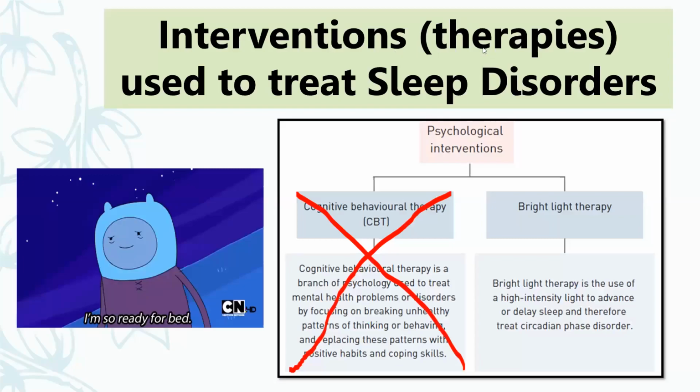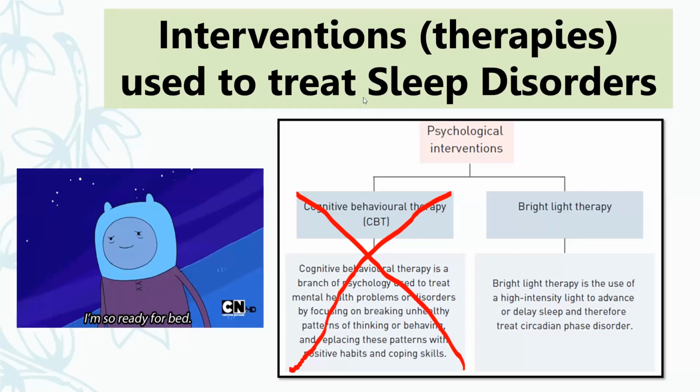Okay, so today we are just going through the last topic of chapter 10. And in this topic, we're basically looking at interventions used to treat sleep disorders. So an intervention is basically a kind of treatment, a kind of therapy. So what are the general interventions or therapies or treatments used to treat people who have sleep disorders, such as insomnia, such as difficulty going to sleep, difficulty waking up in the morning.